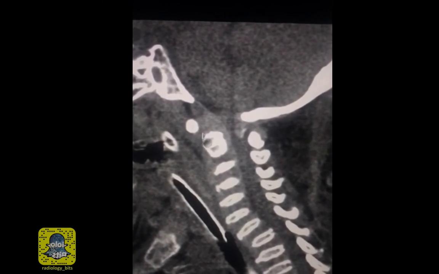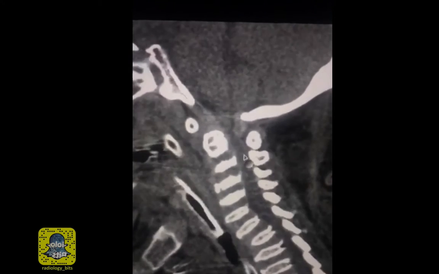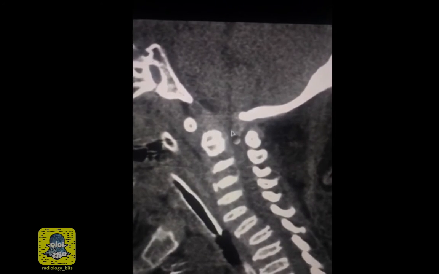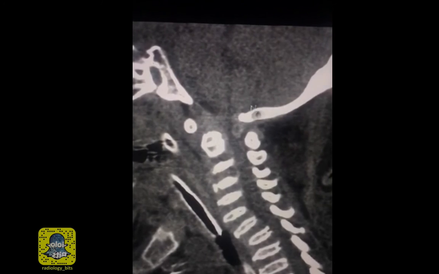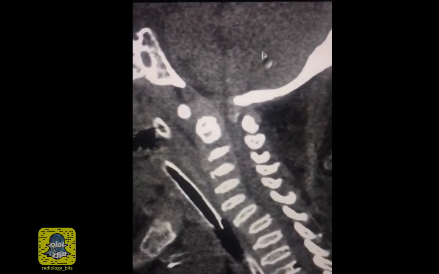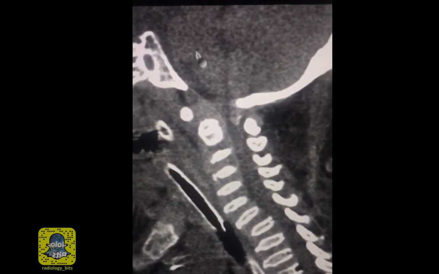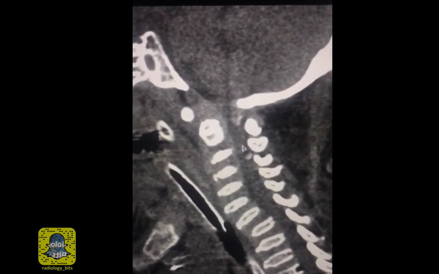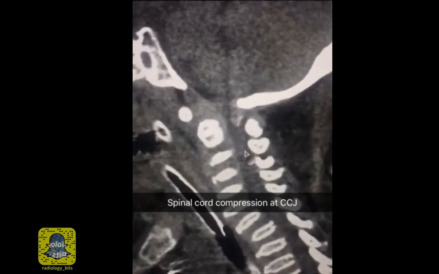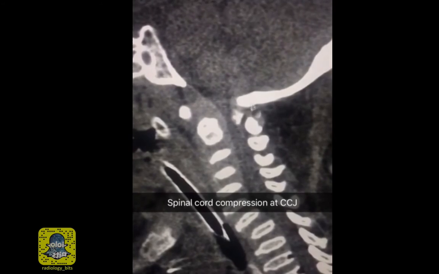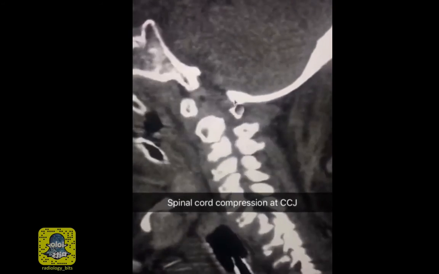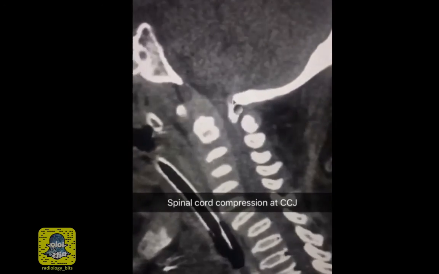So the spinal osseous and soft tissue abnormalities led to a very important finding. This is the posterior fossa. This is your cerebellum, this is the brainstem, and the spinal cord should descend here. You could already tell there is severe spinal cord compression at the cervical cranial junction here.